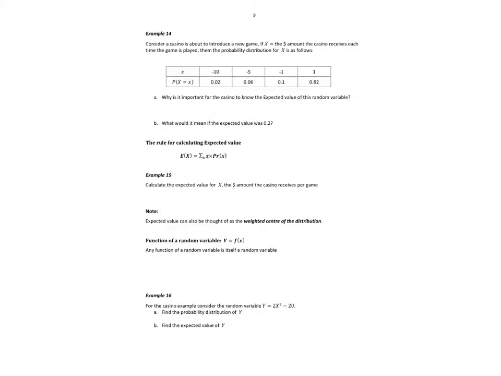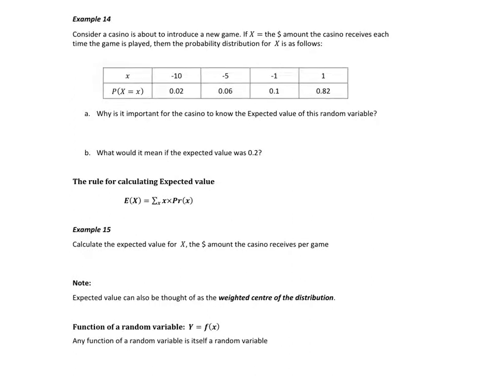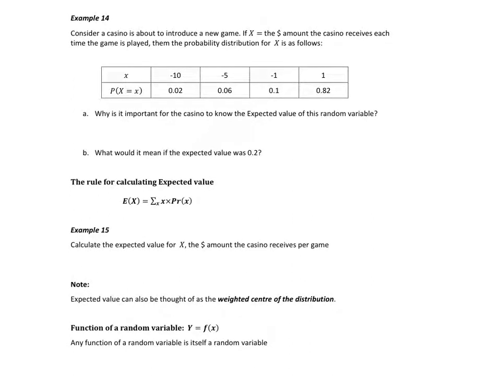So consider a casino is about to introduce a new game. If X is the amount the casino receives each time the game is played, then the probability distribution for X is as follows. Okay, so what this is saying is the casino gets $1. Okay, this is saying the casino loses $1, the casino loses $5, the casino loses $10.